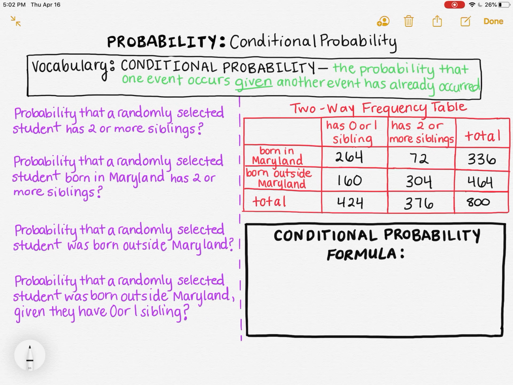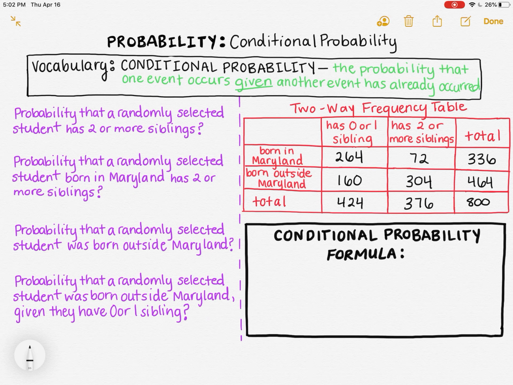We've been given information about whether students have 0 or 1 sibling or 2 or more siblings, and whether they were born in Maryland or born outside Maryland. Our first question asks about the probability that a randomly selected student has 2 or more siblings.